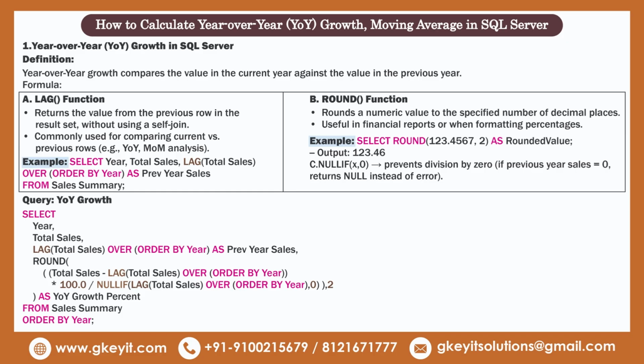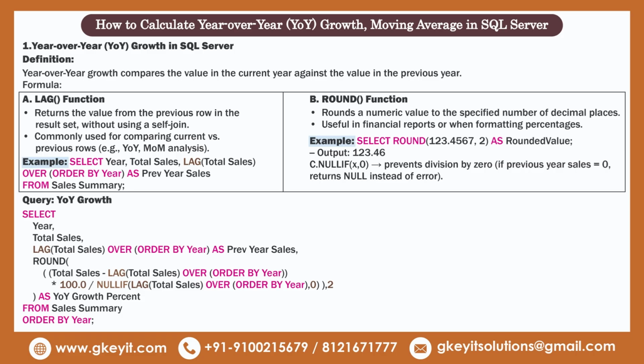The LAG function returns the value from the previous row in the result set without using a self join, commonly used for comparing current versus previous years. For example, for year-over-year or month-over-month analysis, we are going to use this LAG function. Example: SELECT year, total_sales, LAG(total_sales) OVER (ORDER BY year) AS previous_year_sales FROM sales_summary table.